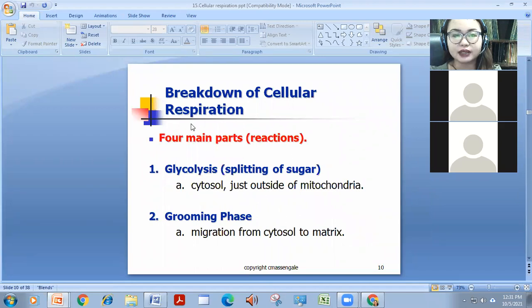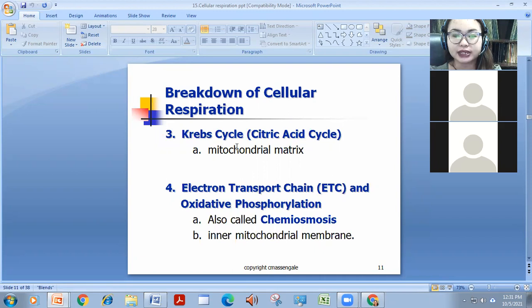So the breakdown of cellular respiration has 4 main reactions. Photosynthesis has 3 phases, but for cellular respiration, we have 4 reactions. We have first glycolysis, or the splitting of sugar, and this happens in the cytosol just outside the mitochondria. The second one is the grooming phase, or the migration from cytosol to matrix. And the third one is the Krebs cycle. Remember, the Krebs cycle is different from the Calvin cycle. The Krebs cycle is also known as the citric acid cycle, and it is also done in the mitochondrial matrix.